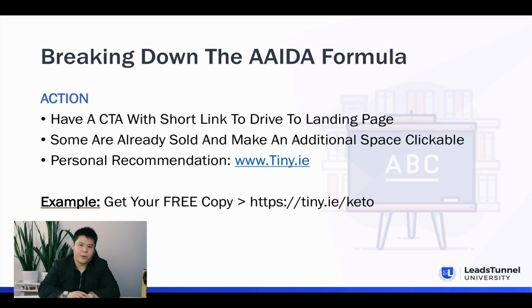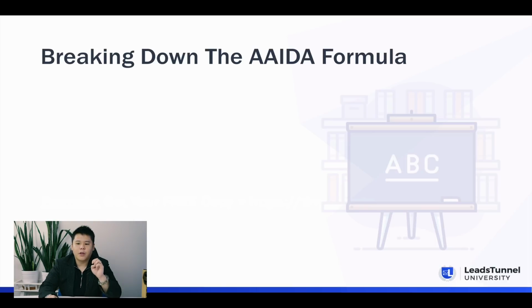Now, here's an example. Once I finish getting their attention, I give the action right away. I would say, get your free copy, and then an arrow pointing to the link. So that is the second part. The third part is getting their interest.